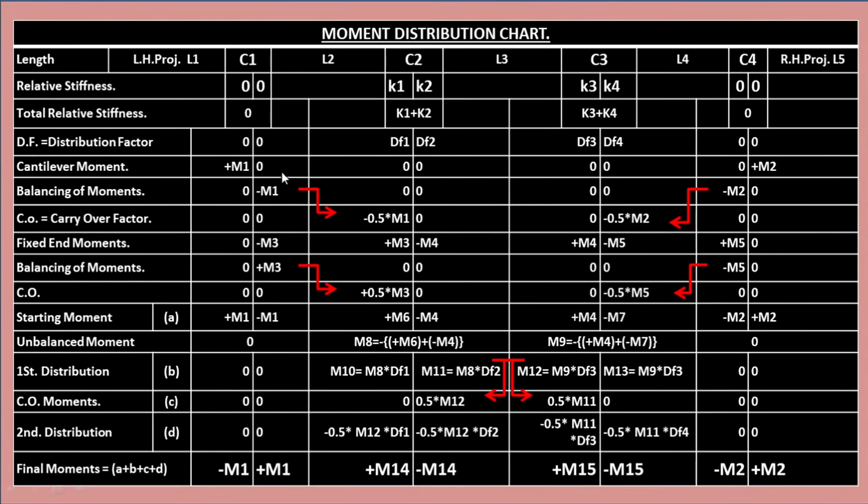Starting moment, sum of this: plus M1 minus M1, minus M2 plus M2. This is its balance condition. Now this is also the sum of all these moments. Unbalanced moment in this joint C2 and C3, M8 is equal to M6 plus M4, algebraic sum. This is M4 plus minus M7.